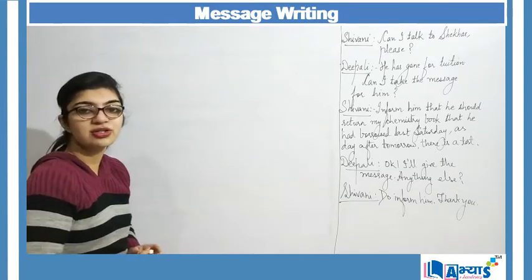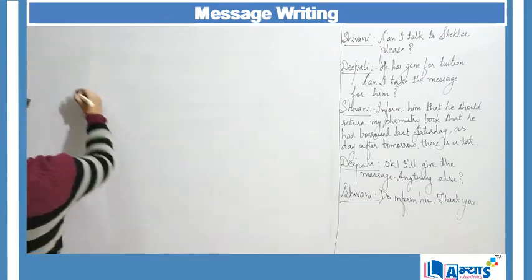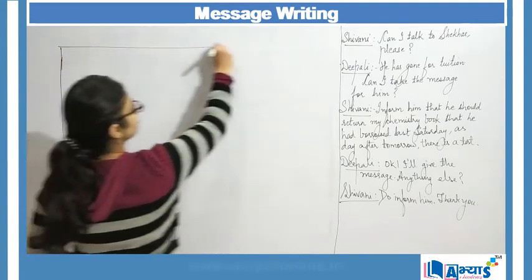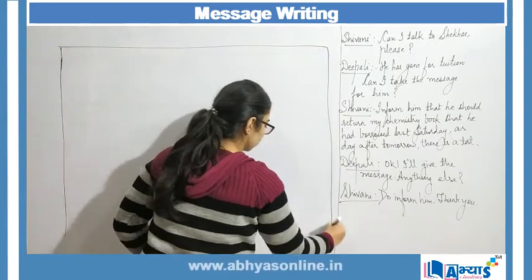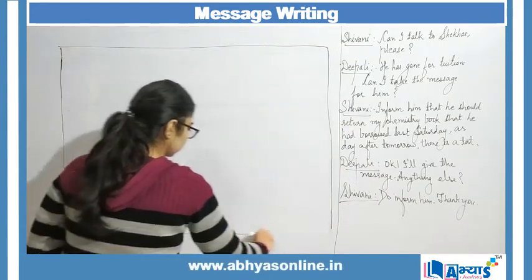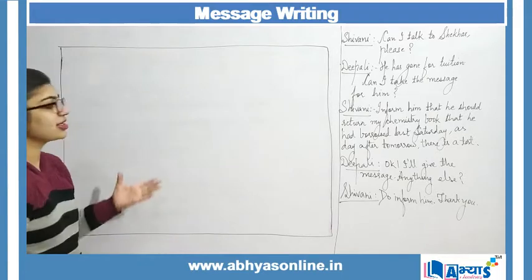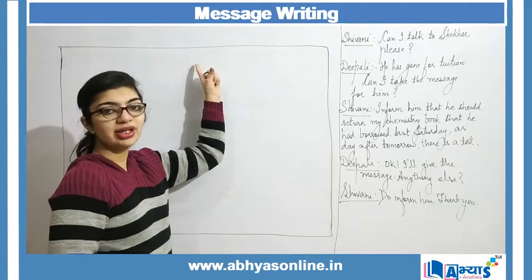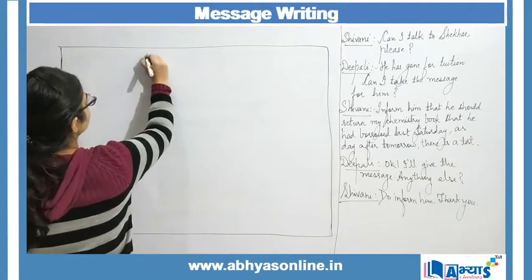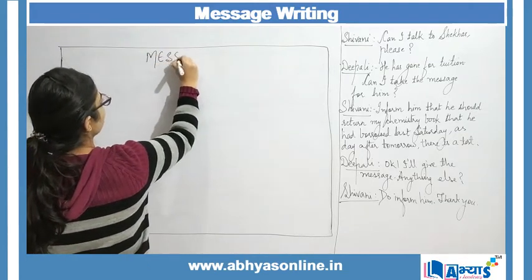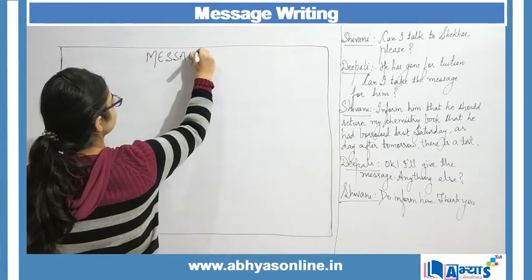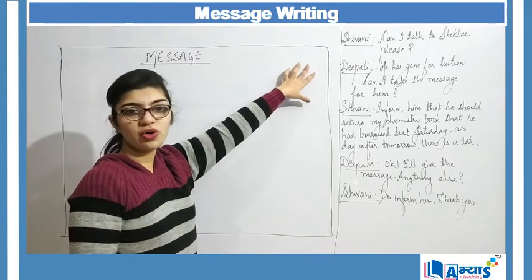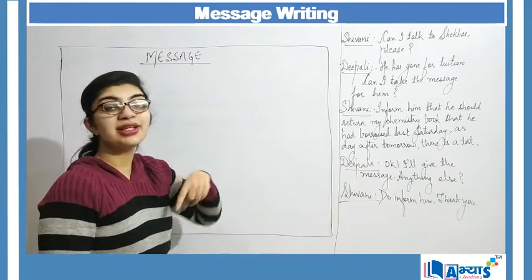I told you that the message should be within the box. So first we will make the box. Now my message should be within the box. I said that the center will contain the word message, and we have to underline this. Then on the top right corner there will be the date, the present date.